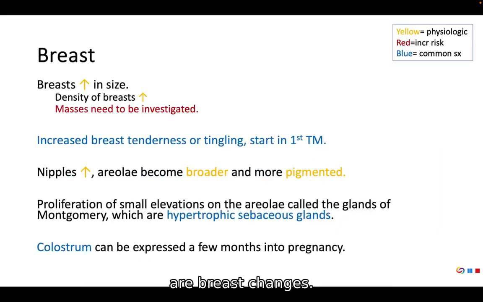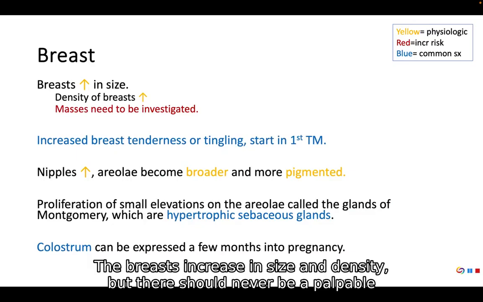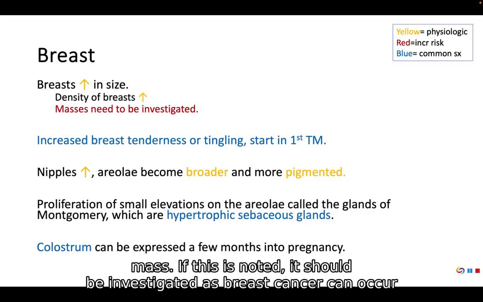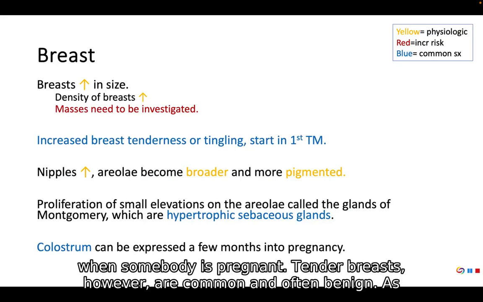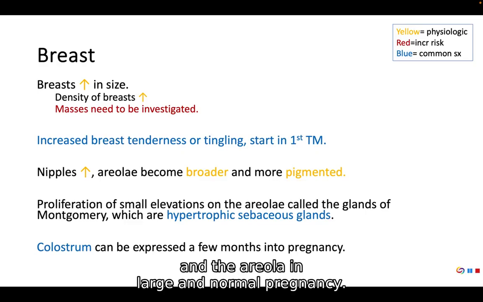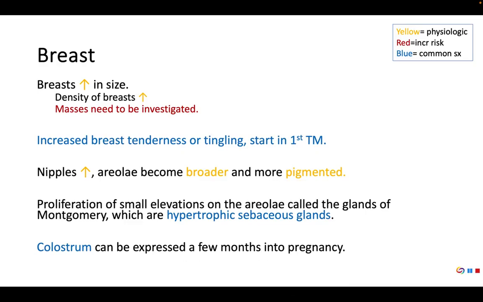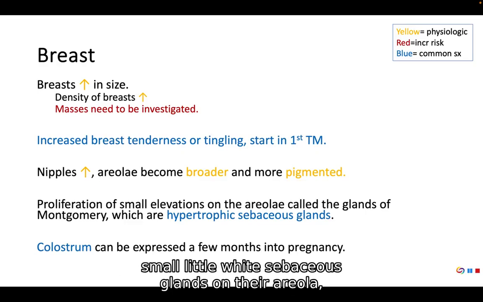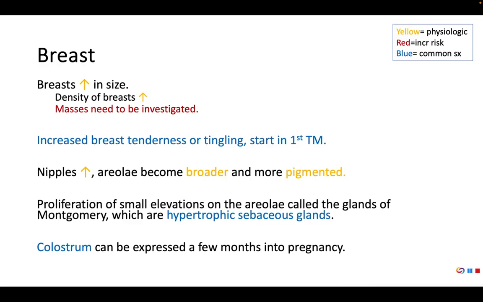Not surprisingly, there are breast changes. The breasts increase in size and density, but there should never be a palpable mass. If this is noted, it should be investigated, as breast cancer can occur when somebody is pregnant. Tender breasts, however, are common and often benign. As with other skin pigment changes, hormones can increase pigmentation of the nipples, and the areolae enlarge in normal pregnancy. Many pregnant people will notice small little white sebaceous glands on their areola, and these are also normal.